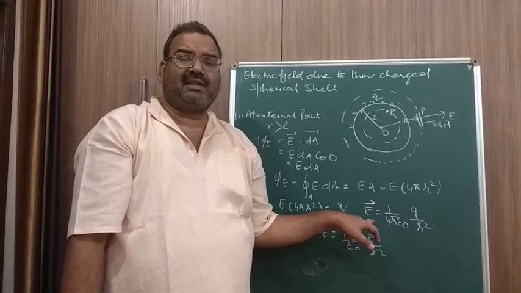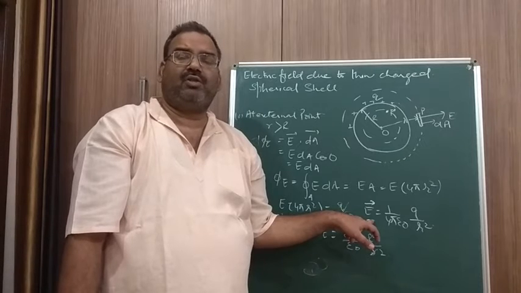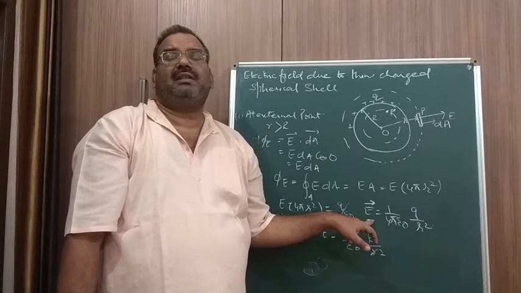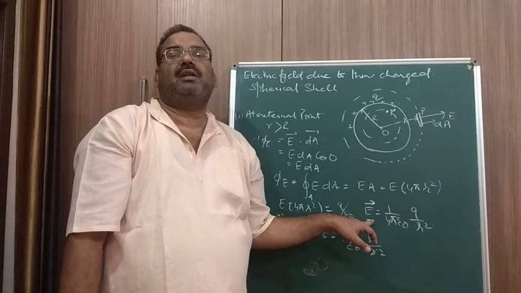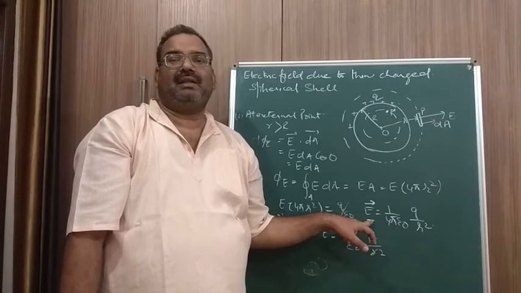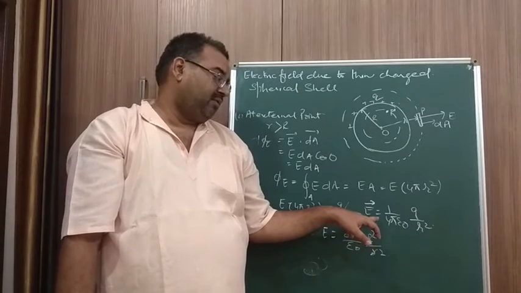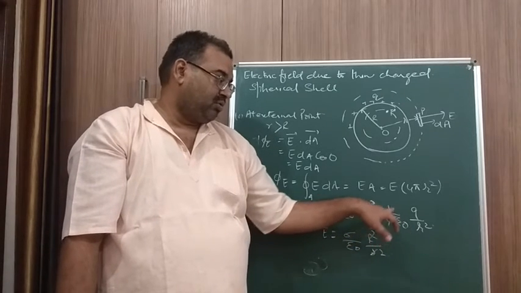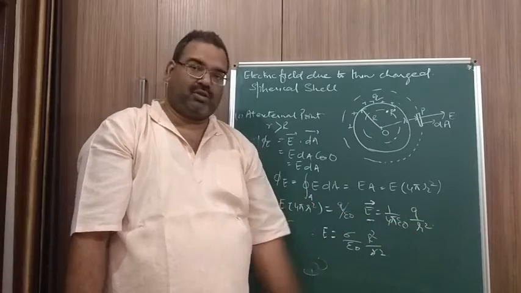So if the charge is distributed over a conductor, we can consider that the whole charge of the conductor is situated at the center. It can be considered as a point charge, and the formula comes out the same. E is equal to 1 upon 4 pi epsilon naught q upon r square.